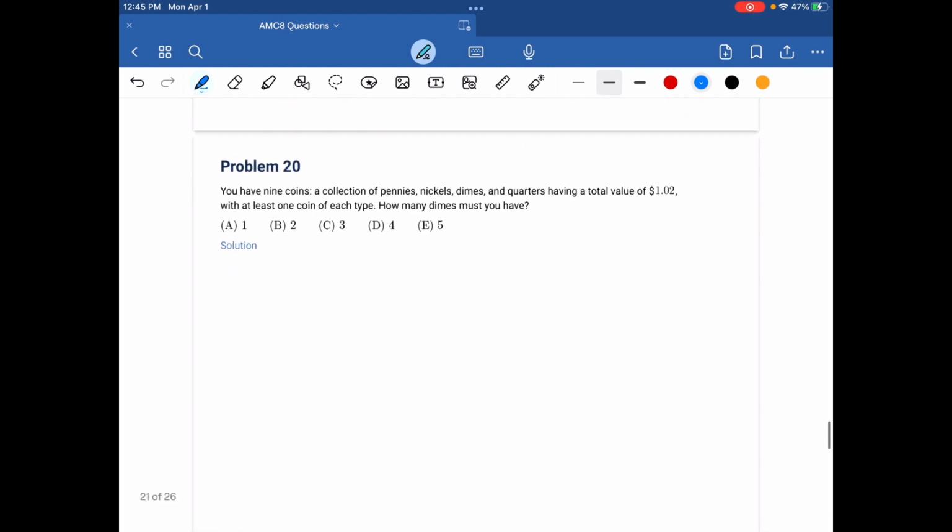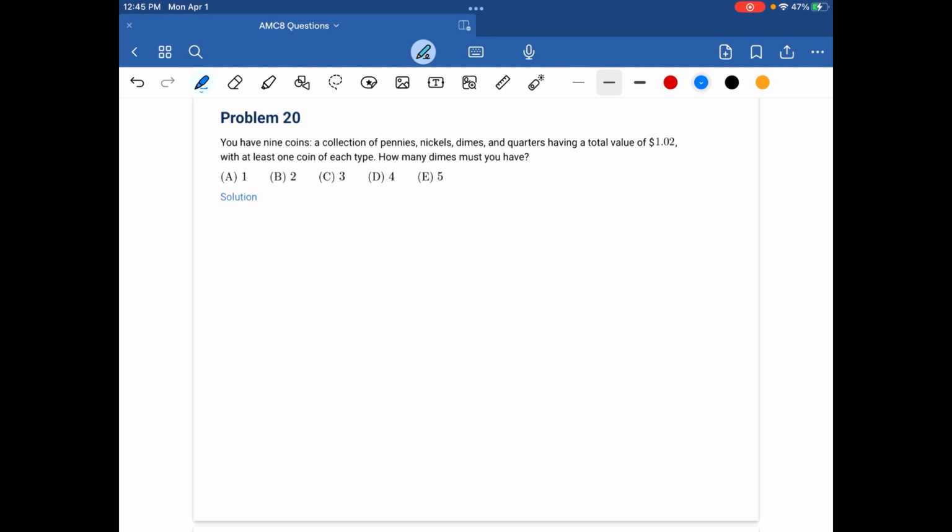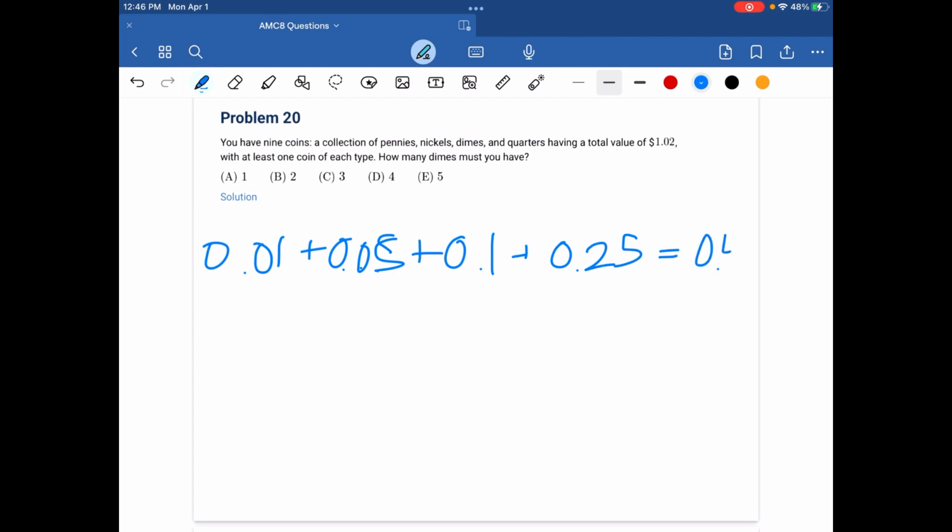Now let's move on to the next question, problem 20. You have 9 coins, a collection of pennies, nickels, dimes, and quarters, having a total value of $1.02. With at least 1 coin of each type, how many dimes must you have? So basically you have 9 coins, and at least 1 of each coin. So let's just first start with that. So you have 1 penny, 1 cent, plus a nickel, 5 cents. Okay, then a dime, 10 cents, a quarter, 25 cents, and then all of this adds up to 41 cents.